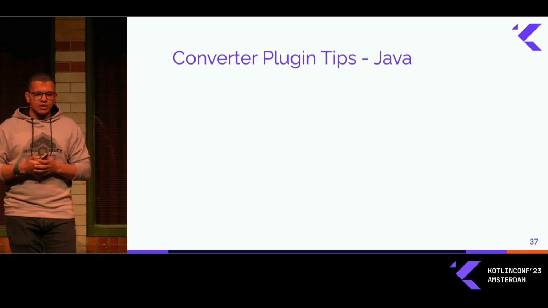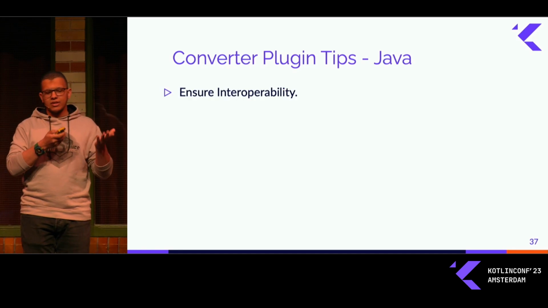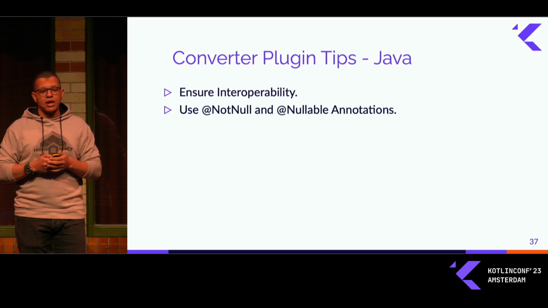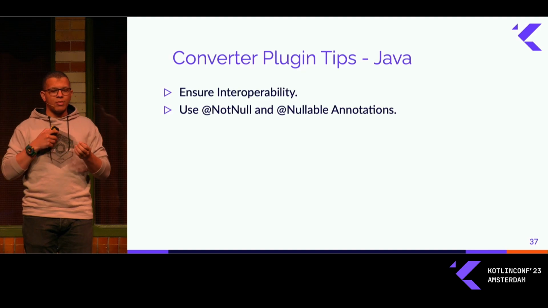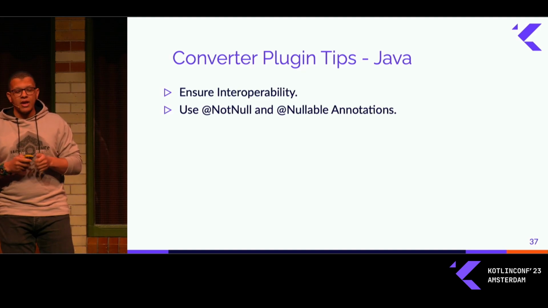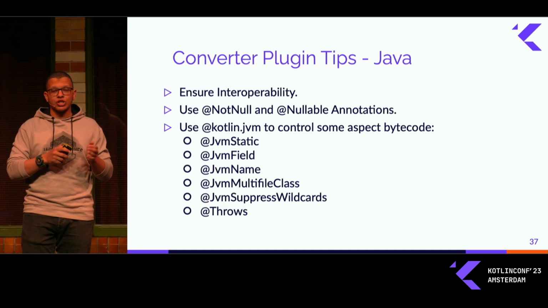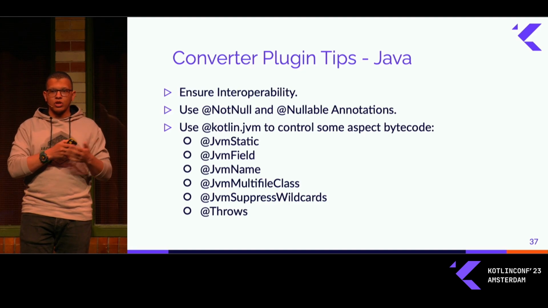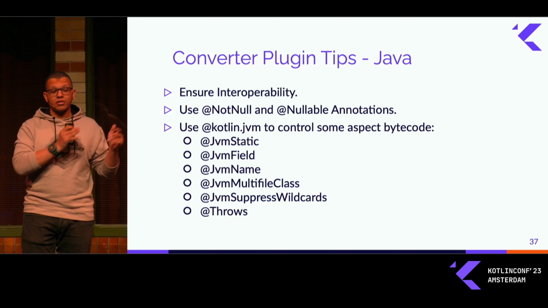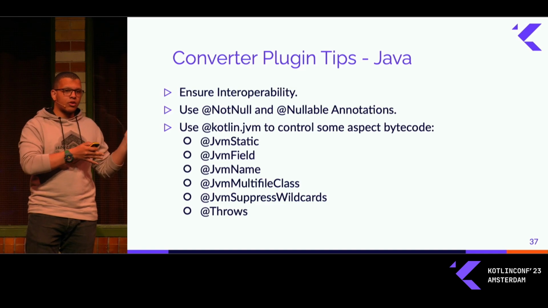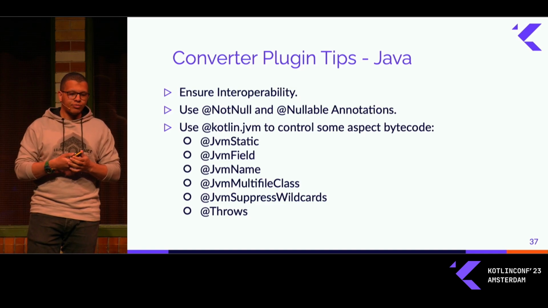More tips about that, of course. As I said, it ensures interoperability, and you can use those annotations in order to make the conversion more seamless. Here, you also need to use and specify some of the Kotlin JVM annotations, because these annotations will ensure and control some aspects of the bytecode. So we have different annotations for specific things. For example, if you want to tell the Java code that there isn't a checked exception from the Kotlin code, you can use the @Throws annotation.